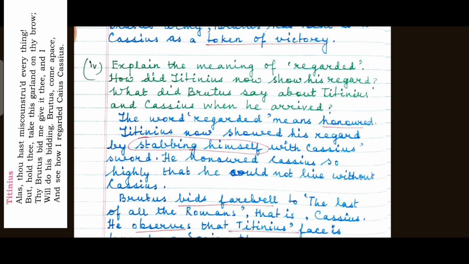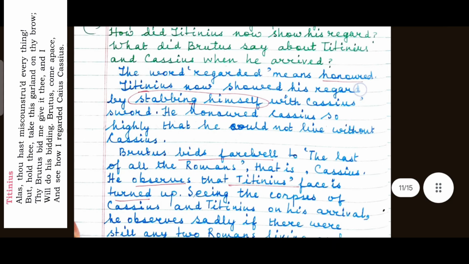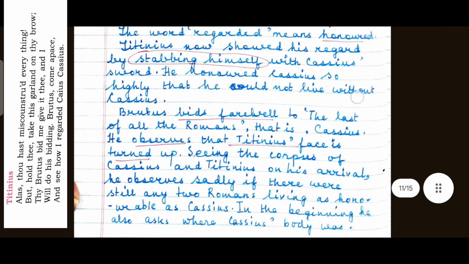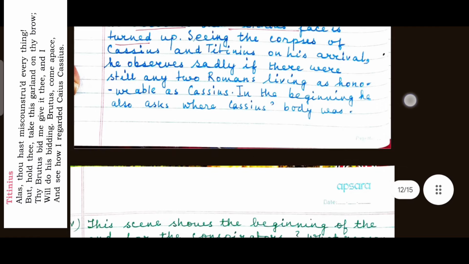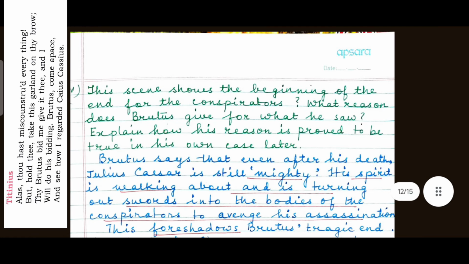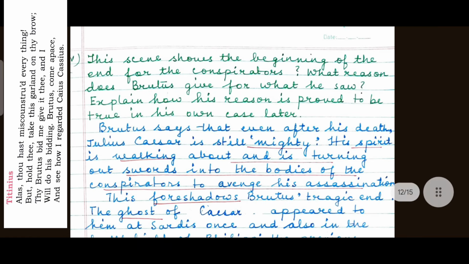What did Brutus say about Titinius and Cassius when he arrived? Brutus bids farewell to the last of all the Romans, that is Cassius. He observes that Titinius's face is turned up. Seeing the corpses of Cassius and Titinius on his arrival, he observes sadly if there were still any two Romans living as honorable as Cassius. In the beginning, he also asks where Cassius's body was. Next, the scene shows the beginning of the end for the conspirators.